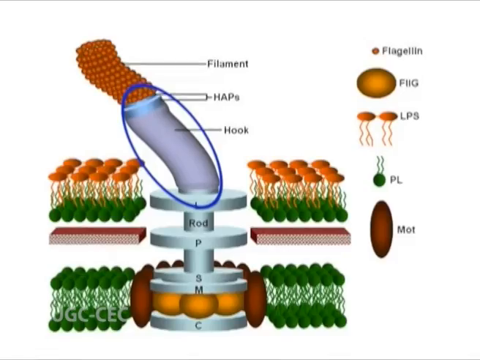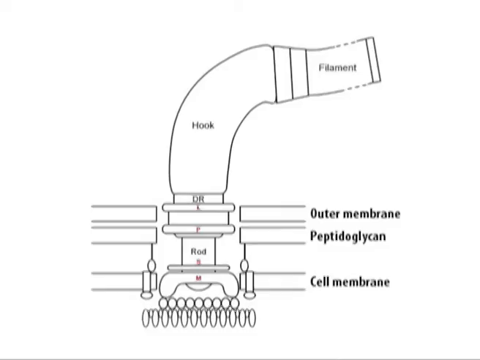It measures about 20 nanometer in diameter and 1 to 70 nanometer in length. It is inserted into a curved tubular hook that links the filament to the basal body. The hook is composed of a polymer of single protein subunits, FlgE. The basal body is the most complex part of the flagellum and consists of 4 rings in gram-negative bacteria.